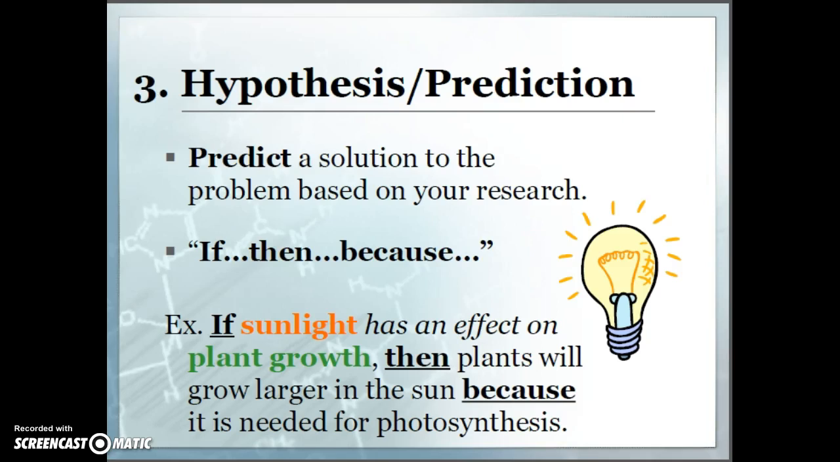I like to call them if-then statements. So I say if, and then my independent variable, then my dependent variable, because of, and then maybe some research information. So in our example, if sunlight has an effect on plant growth, then the plants will grow larger in the sun because it's needed for photosynthesis.